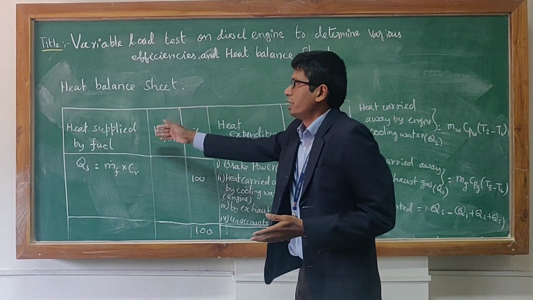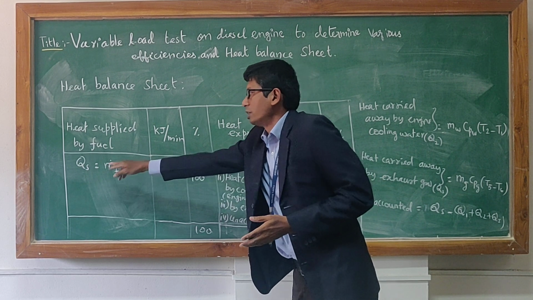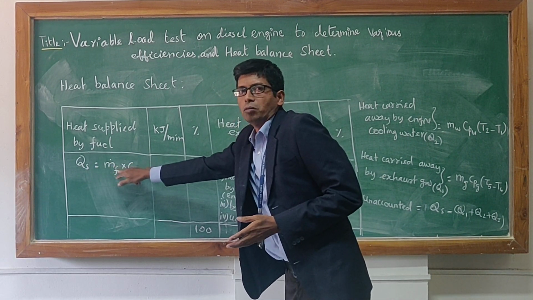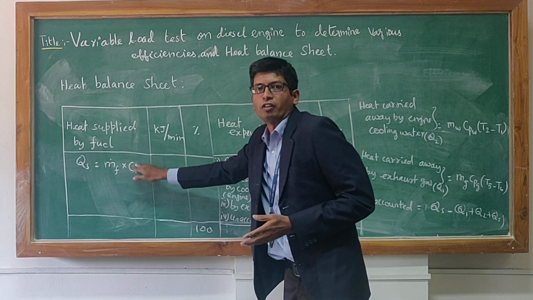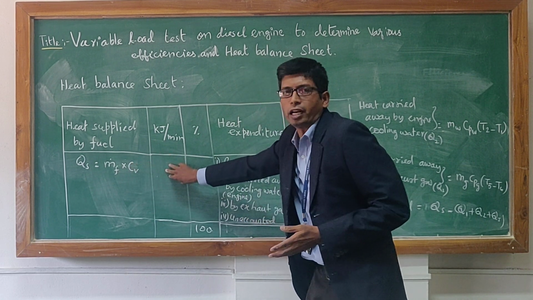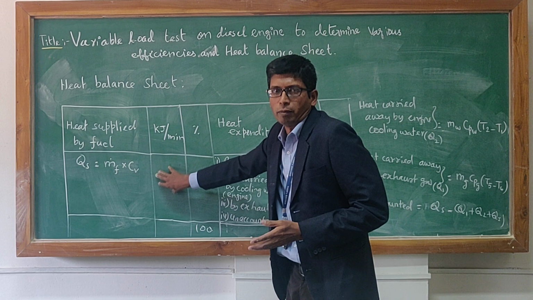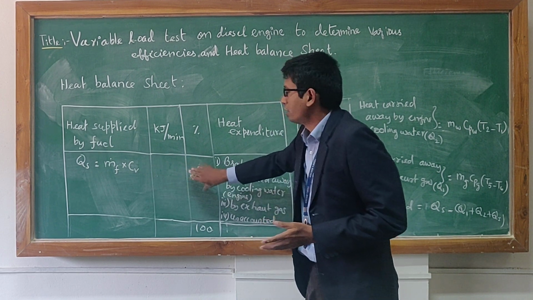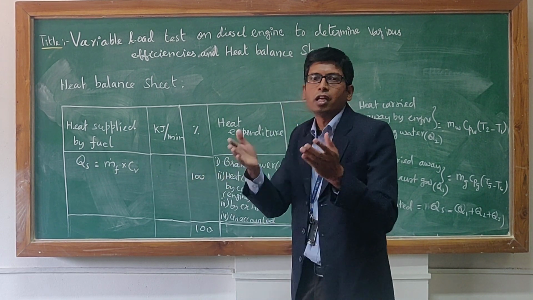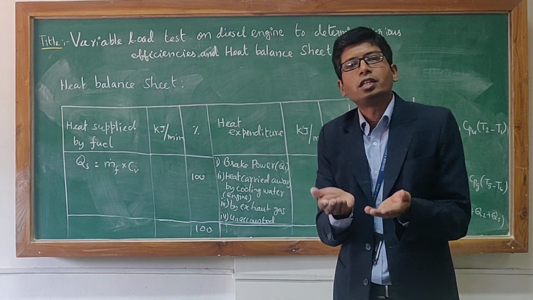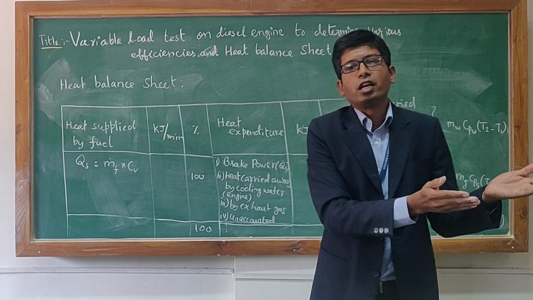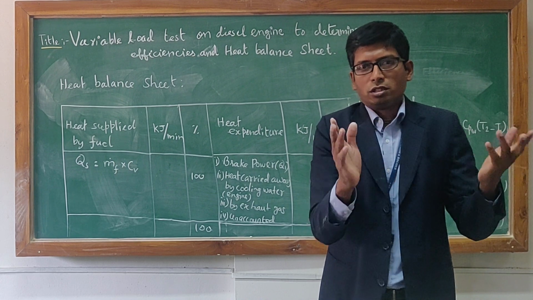The heat supplied by the fuel, that is QS, is the mass of the fuel, that is the fuel consumption, multiplied by the calorific value of the fuel. Whatever we get will be in kilojoule per minute, and that is considered as 100 percent, because this is the heat input given. Now we are going to see how this heat is utilized or spent in various ways.